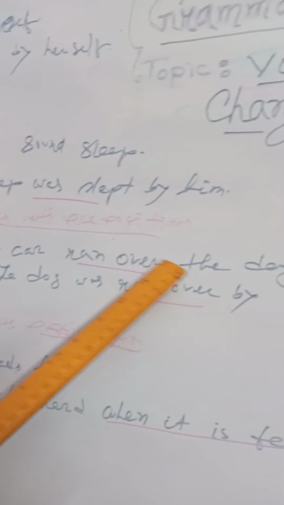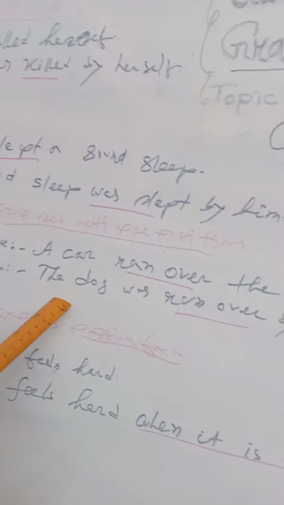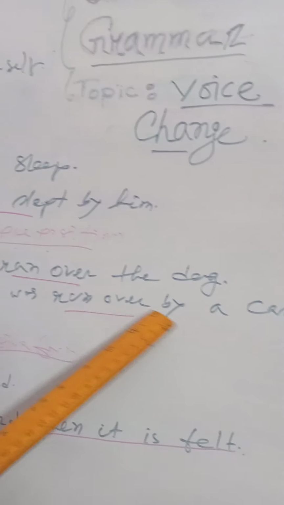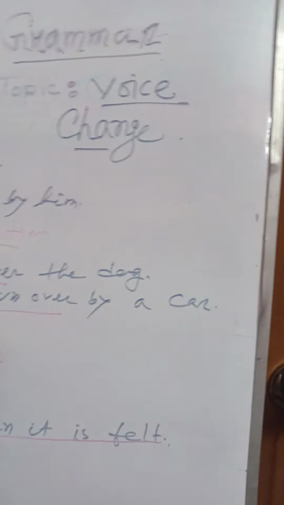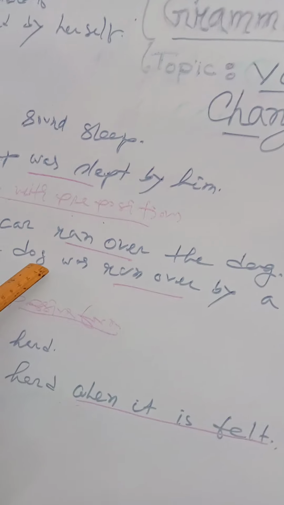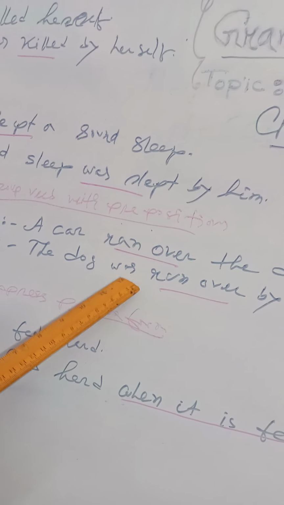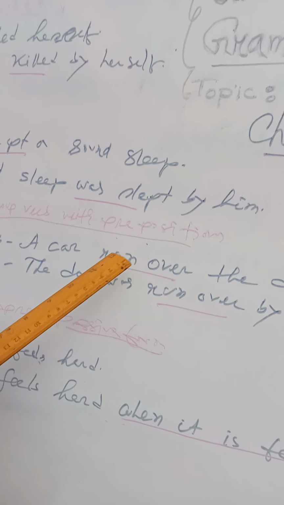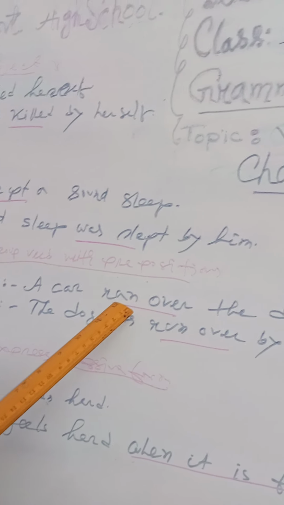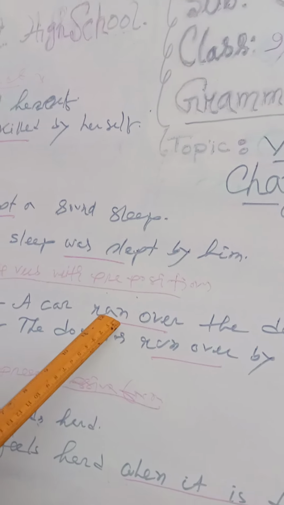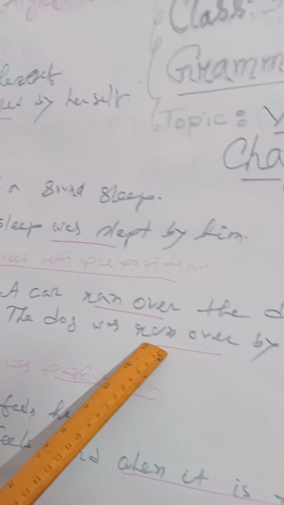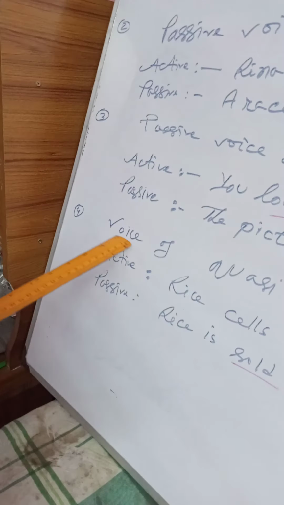Likewise, another example, a car ran over the dog. The dog was run over by a car. After the subject you have to use the auxiliary verb and the past participle of the main verb. Ran is given in the first form and run is the past participle. Now come to the fourth one, voice of quasi-passive verbs.